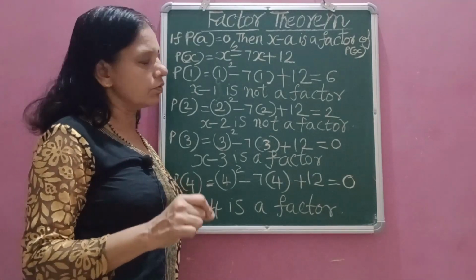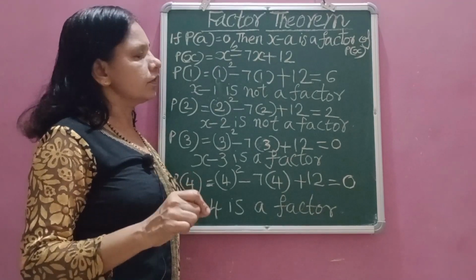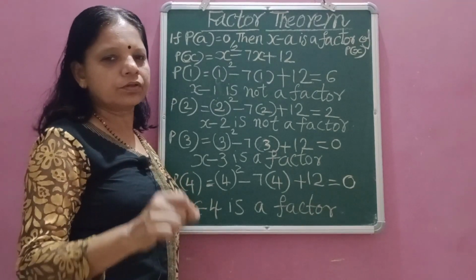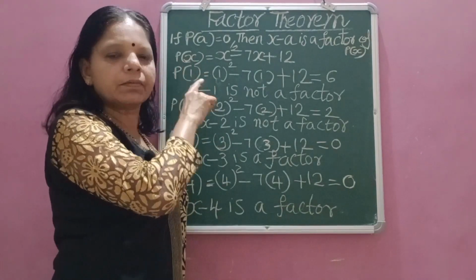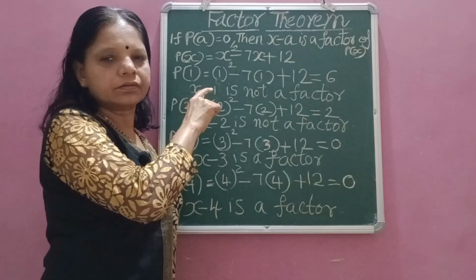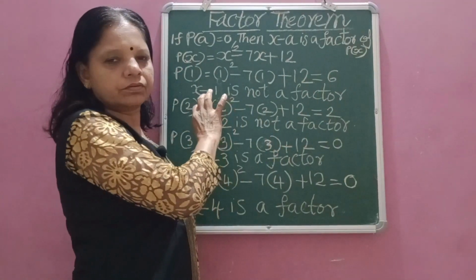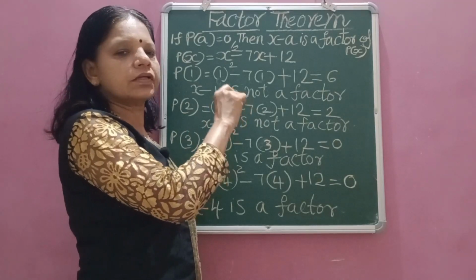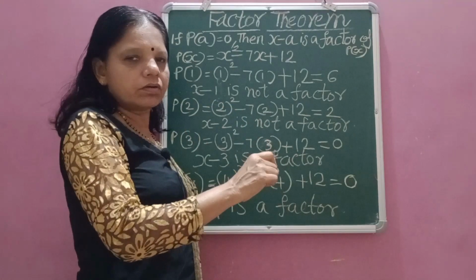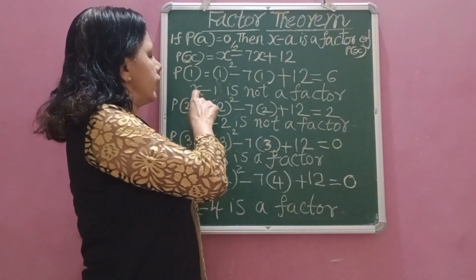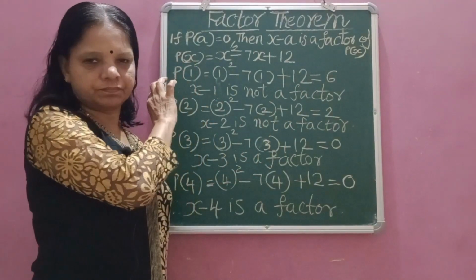Here the question is not to find the remainder, but to test whether it is a factor. So in order to test that, we have to find the remainder using remainder theorem. Clear? So P of 1 is not equal to 0. You only have to test whether it is equal to 0 or not. So we got it is not equal to 0. Therefore, x minus 1 is not a factor of P of x.